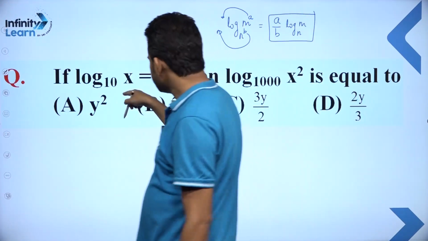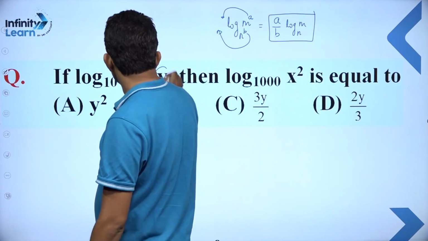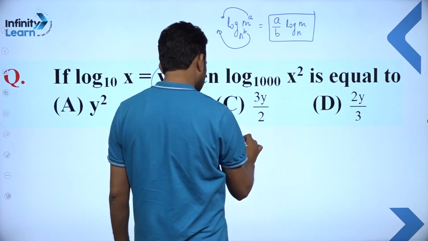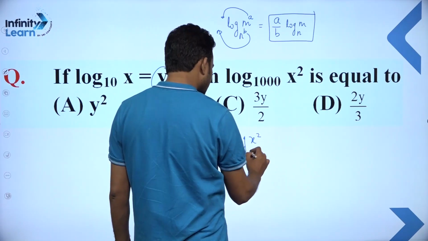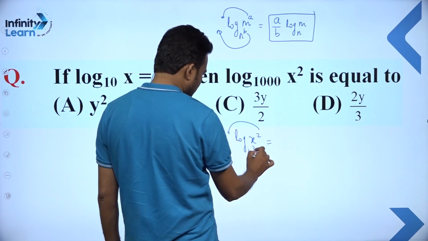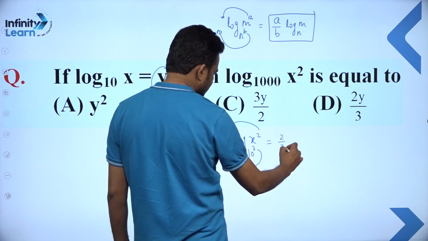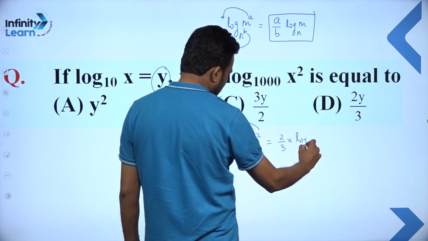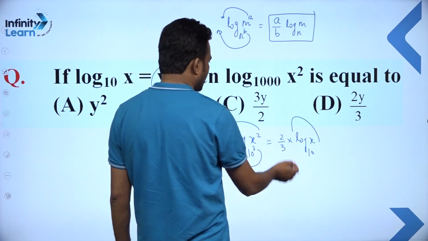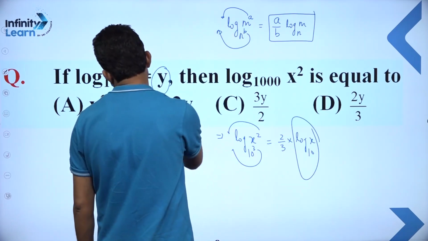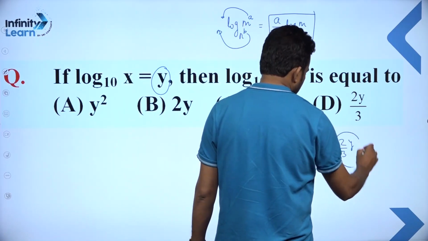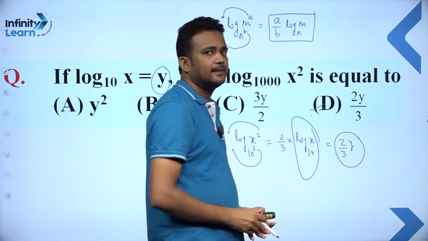So what is this? Log x base 10 is y. So we have to find the value of this. So how will we write this 1000? This 1000 is 10 power 3, right? So this is basically 2 by 3 into log x base 10. And what is the value of log x base 10? Log x base 10 is y. So this is 2 by 3 y. So the right answer is D option.